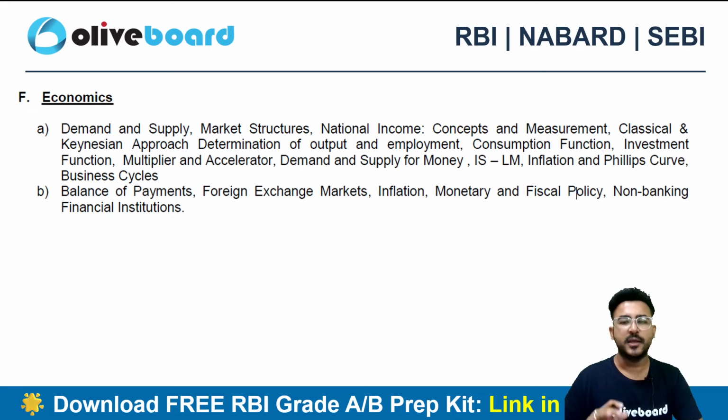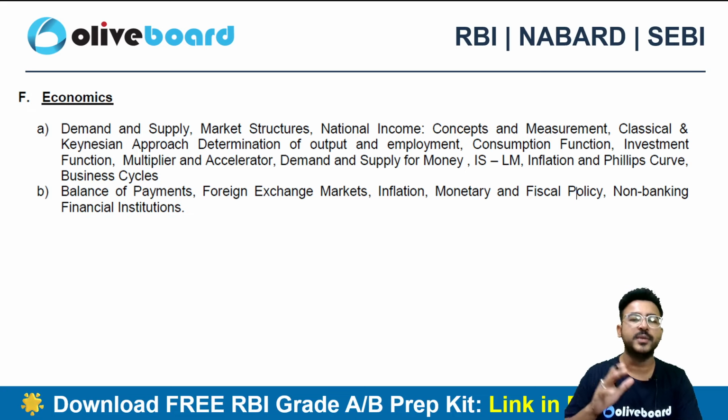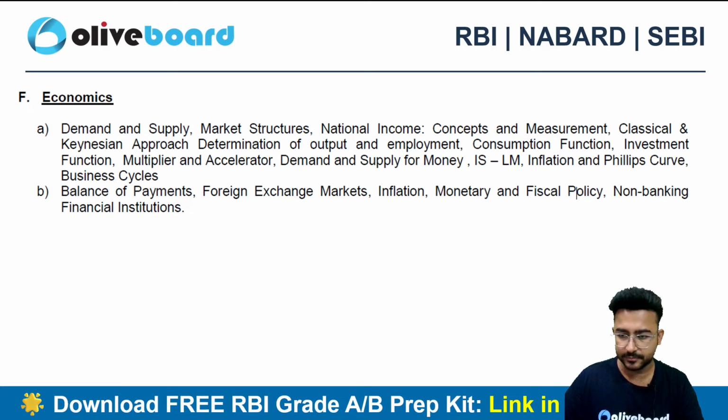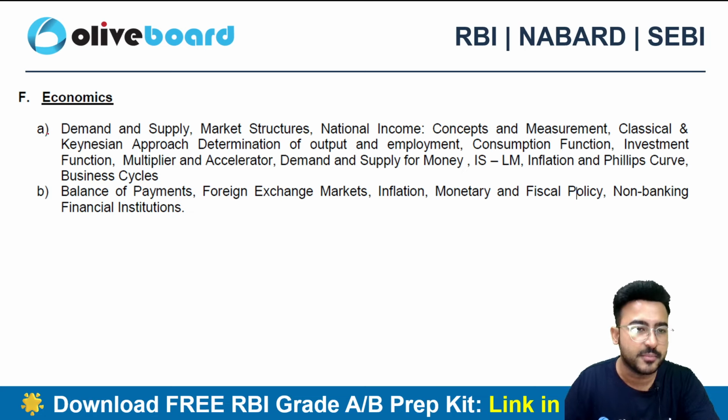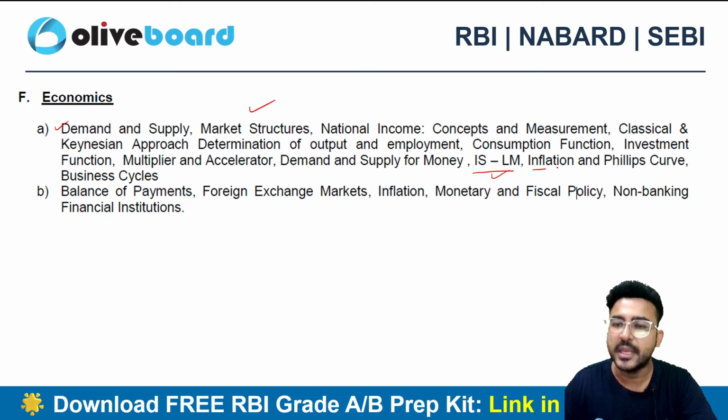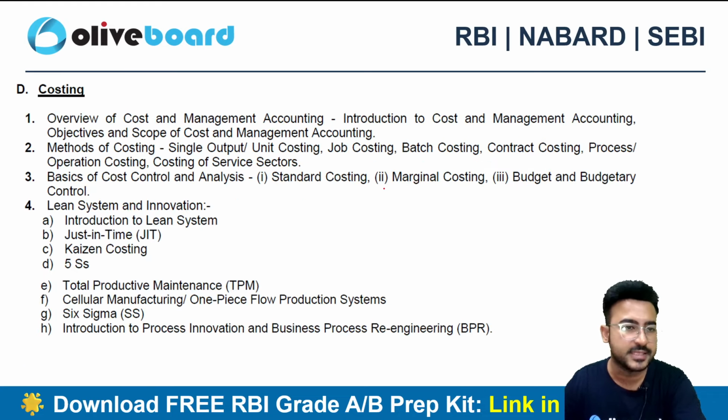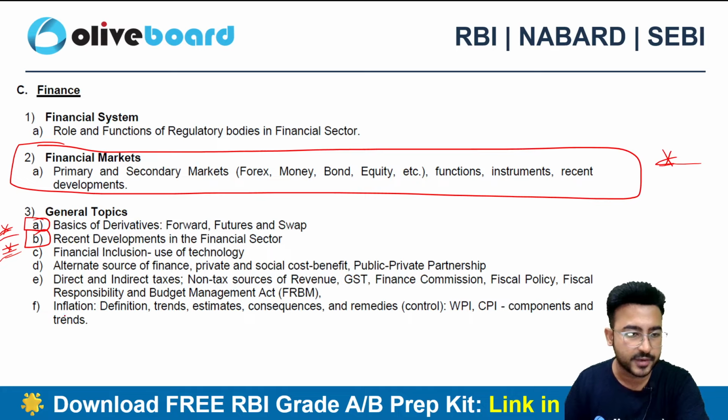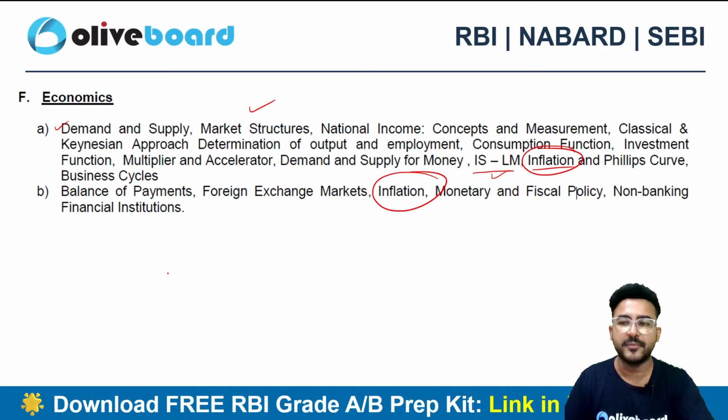So it's a mix of micro and macro chapters. If you find economics difficult, there are many chapters that are very easy as well. You can easily cover demand and supply. You can easily cover market structure, right? IS and LM function. Inflation is a common topic; have a look, it's already repeated here. Plus it's there in your finance syllabus as well. So it's a common topic.